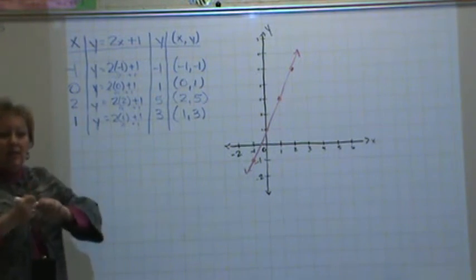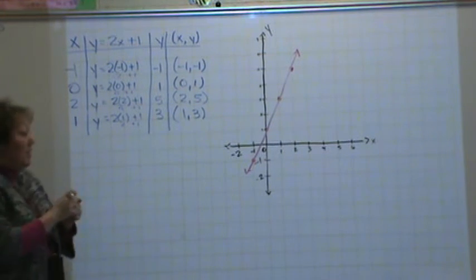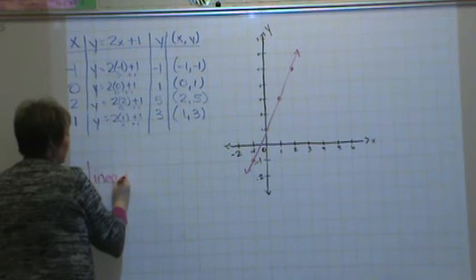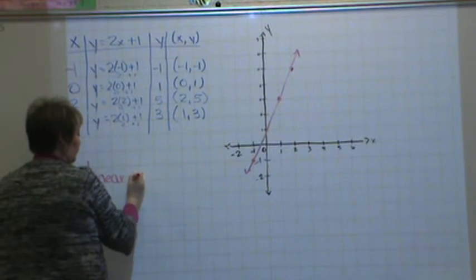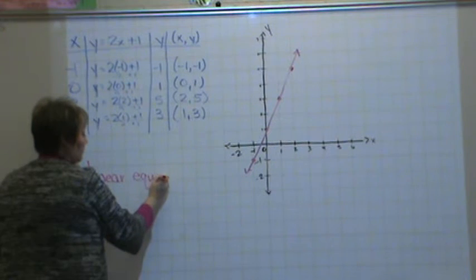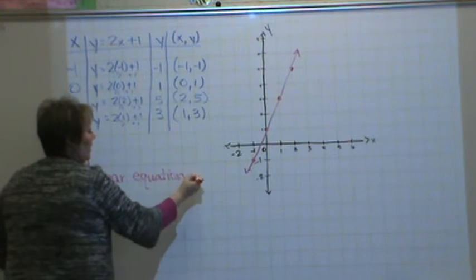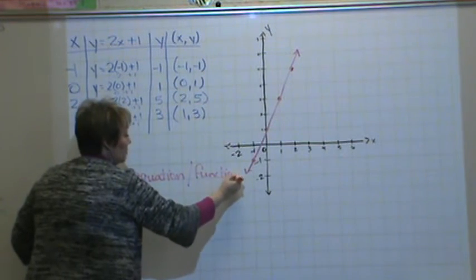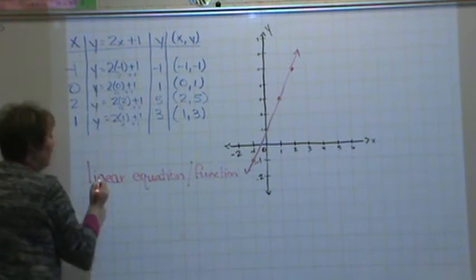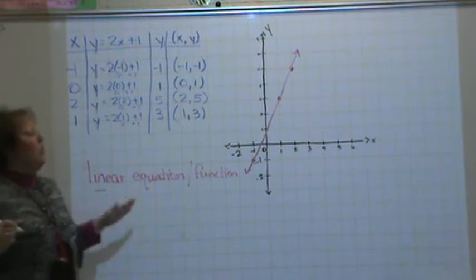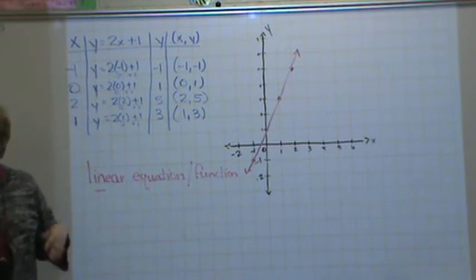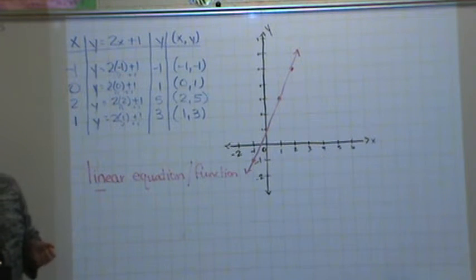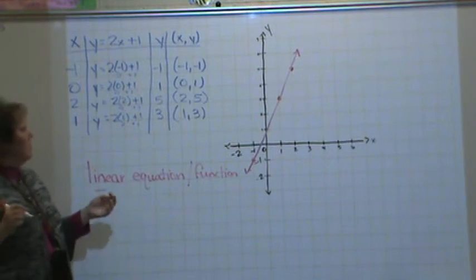Now, I want to give you the definition for a word. Linear equation or function. We gotta write this down. All right, you help me out with the definition here. Did we create a line? Yes. How did we create that line? By connecting the dots. By connecting our ordered pairs, our points.